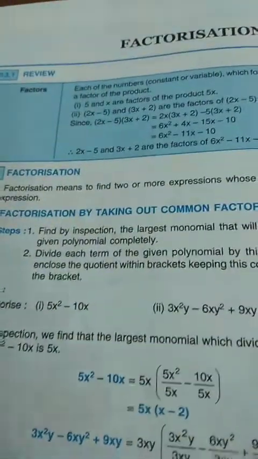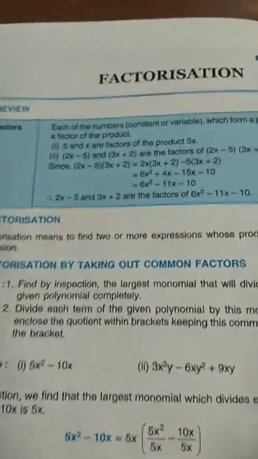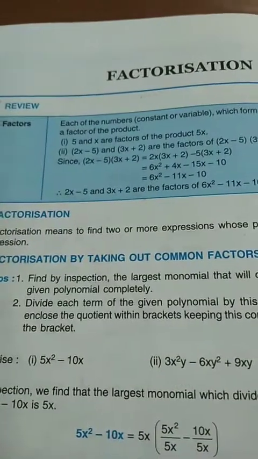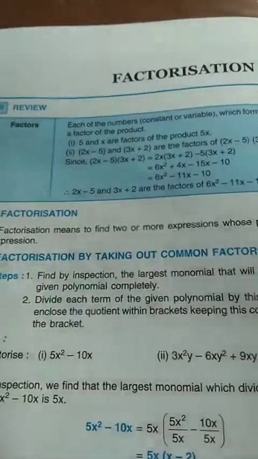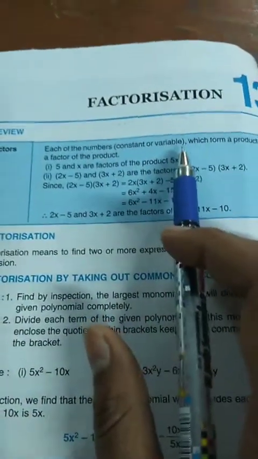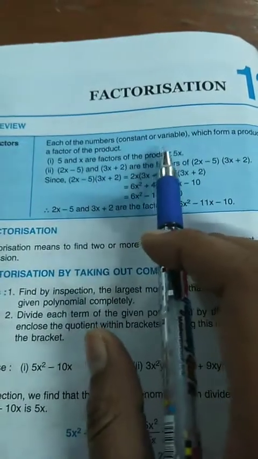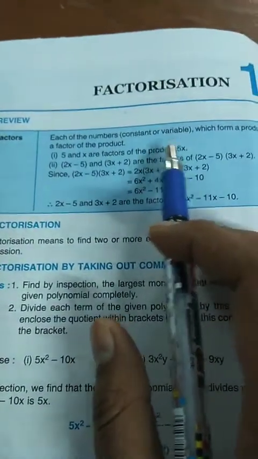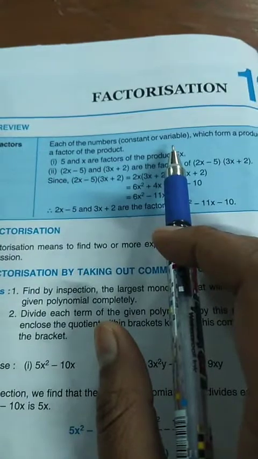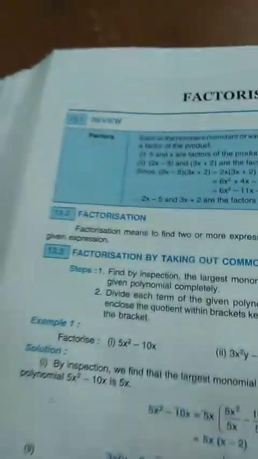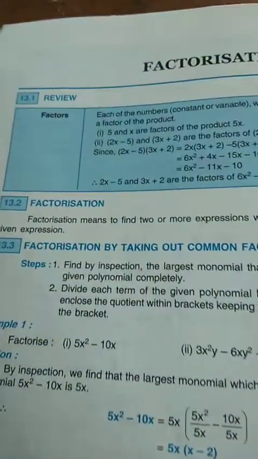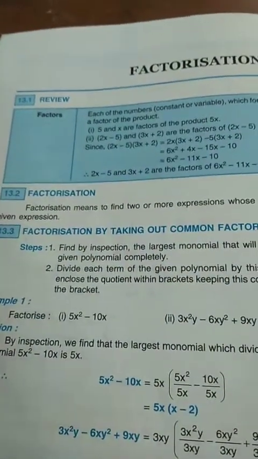Students, our next topic is factorization. In factorization, we will learn how to find the factors of an algebraic expression, and in an algebraic expression we have constants as well as variables. So in this we will learn how to find the factors of monomials, binomials, trinomials and polynomials. The first type of factorization is factorization by taking the common factors out.